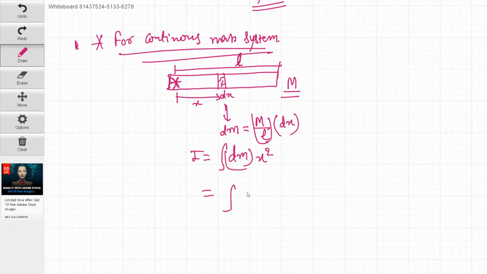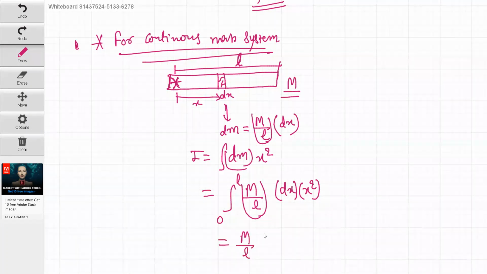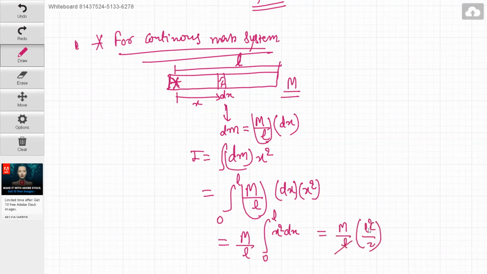So integral, what is dm? dm is M by L into dx into x square. You have to face integration, so you have to integrate it from 0 to L. M by L will be outside of the integration, so this is equal to the integral of x square dx, 0 to L. So that is equal to M by L into L cube by 3, that is ML square by 3. Is this okay?